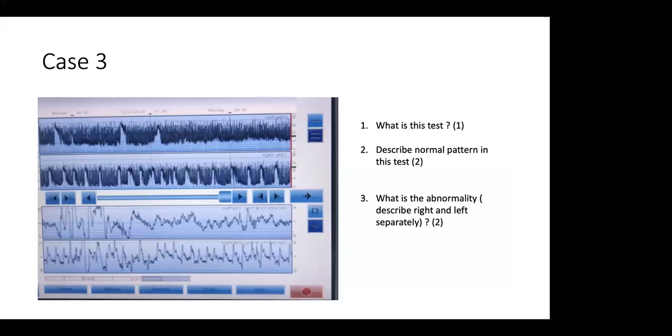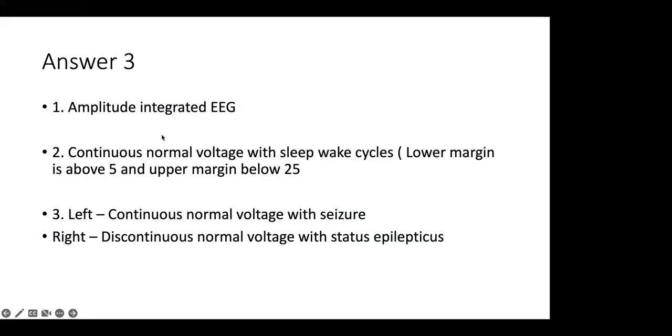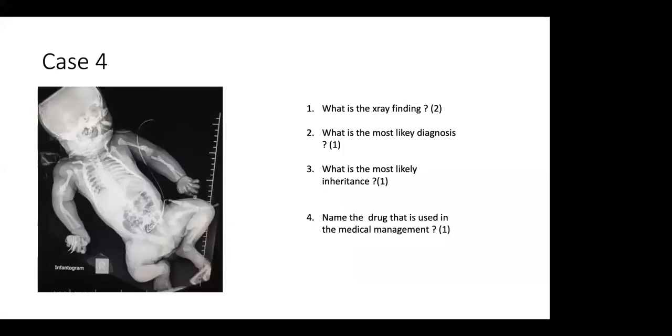The burst suppression in the aEEG is different from the burst suppression in the normal electroencephalography. Burst suppression in the conventional EEG is actually classified as HIE 3. So that is about this one. So it's an aEEG, so continuous normal voltage. The other thing we'd also see is sleep-wake cycles. So the left shows continuous normal voltage with seizures and the right shows discontinuous normal voltage with status epilepticus.